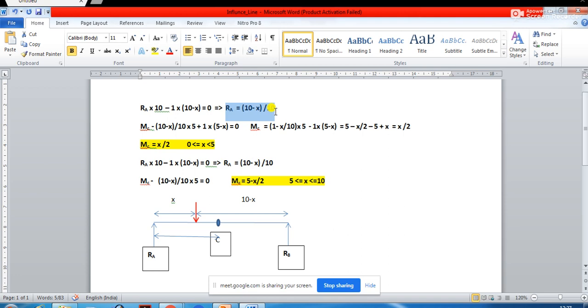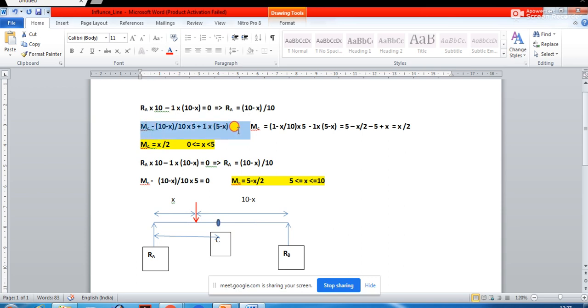Yes, sir. Okay. So now if we want to find out the moment at C in terms of x, then we'll have to take moment about C. So the summation of all the moments about C is equal to 0. So you see what we'll do? Or in other terms, you can also do it this way, as in the previous example.